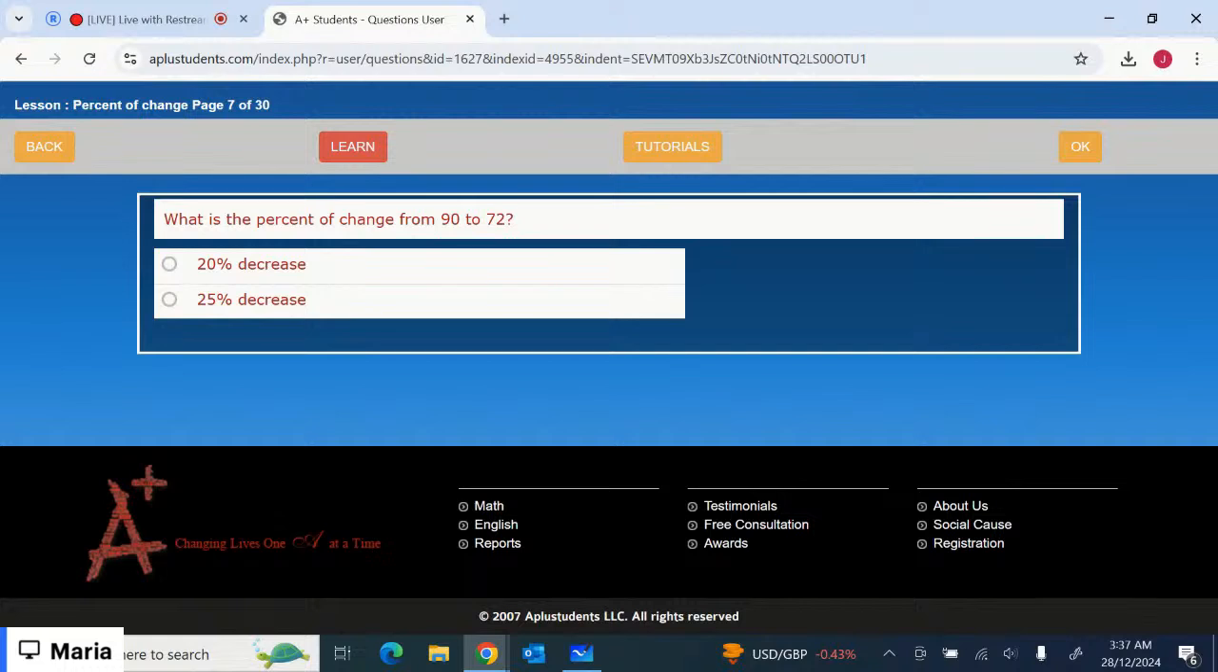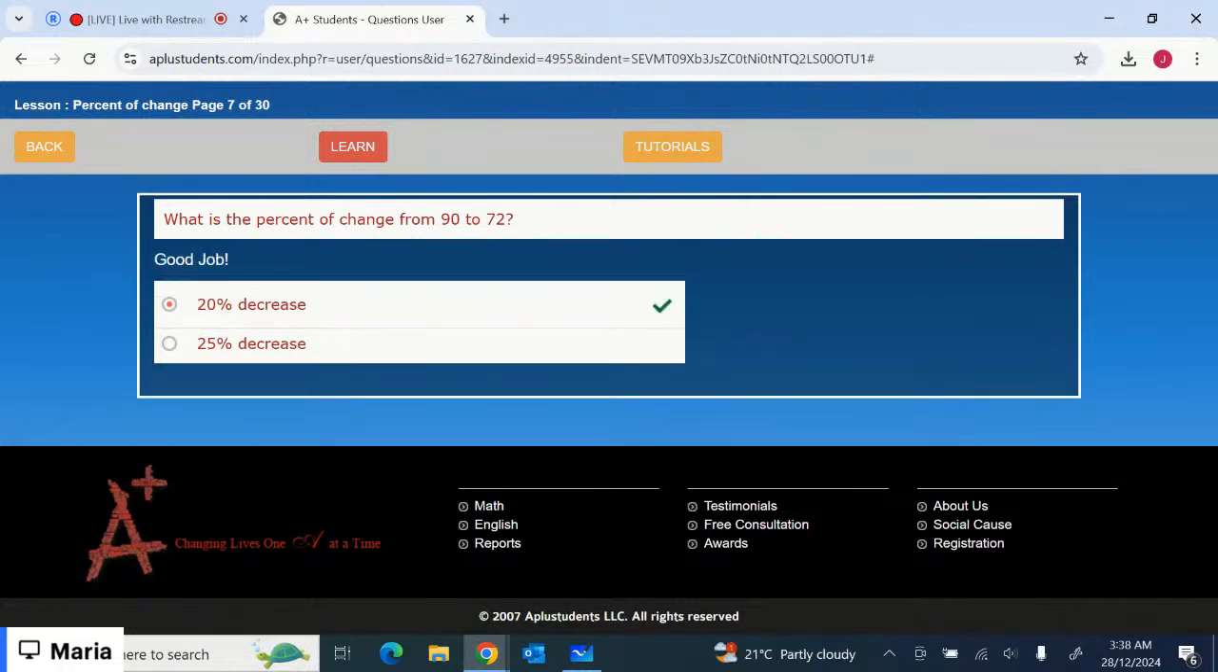What is the percent of change from 90 to 72? 90 to 72, that is a decrease. That is 20% decrease. Option number 1 is the correct option.